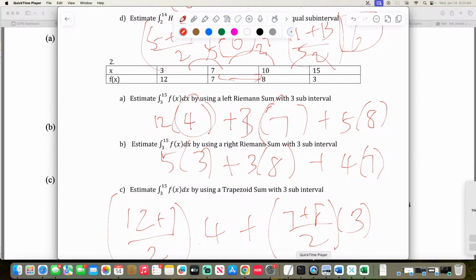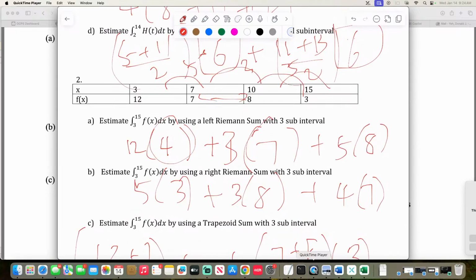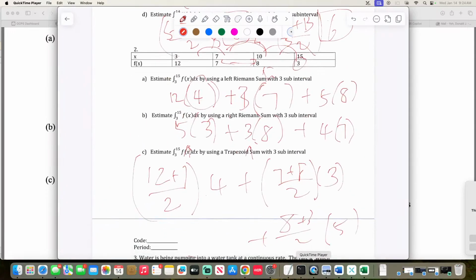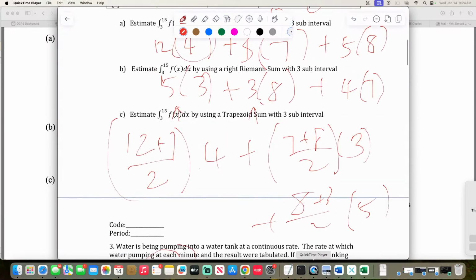Same thing as the right Riemann sum. It's gonna use the right endpoint, but the difference here is 5, and 5 times 3, and the difference from here to here is 3, but 3 times 8 because you use the right endpoint, and then 4 is gonna be times 7. For trapezoids, each trapezoid is different. See, this one's 4, this one's 3, this one's 5, because they are different intervals. So I treat everything as irregular, because if I treat everything as irregular, I can do regular intervals as well. I always pay attention to the width of each thing.